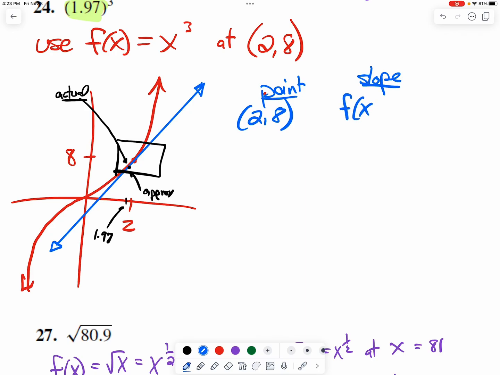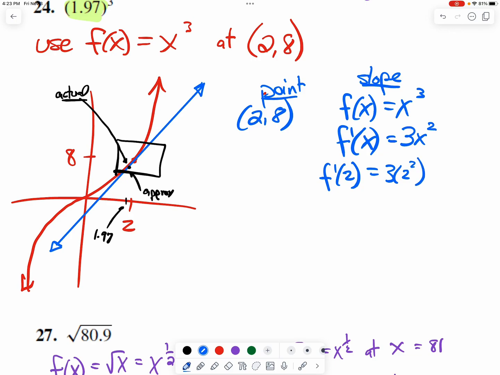So the function is y equals x cubed. The first derivative gives the slope of a tangent line at any point, and that's the power rule. The first derivative is 3x squared, and now at 2, f prime of 2 is 3 times 2 squared, so that's 12. So right at that point, the slope of the tangent line is 12.